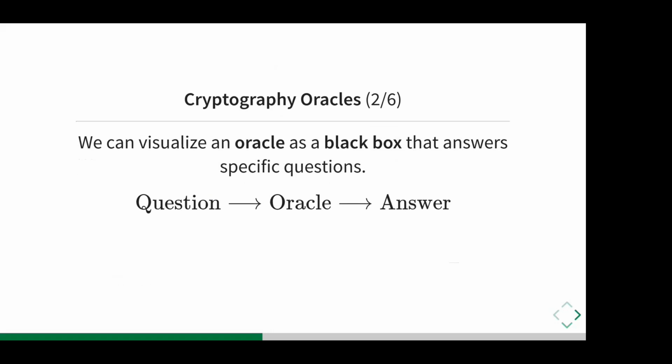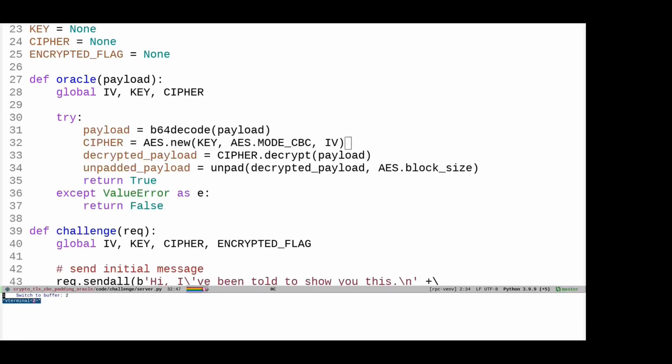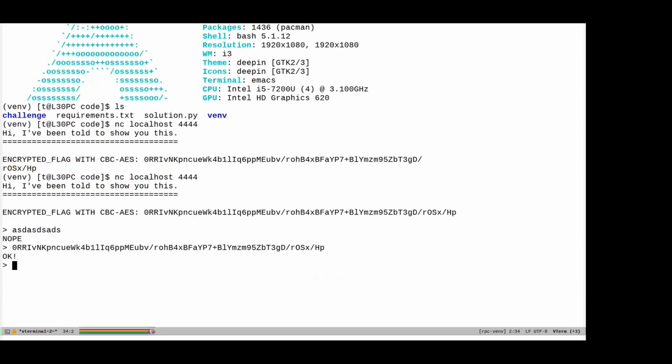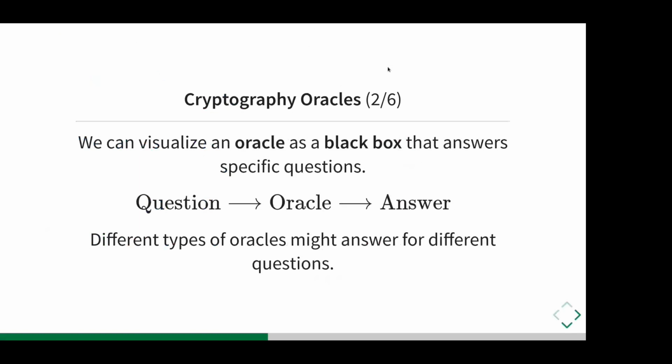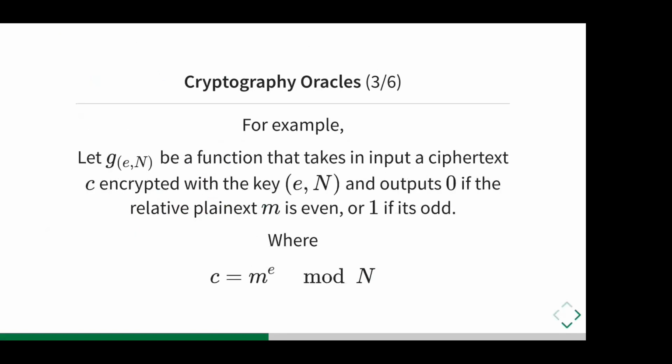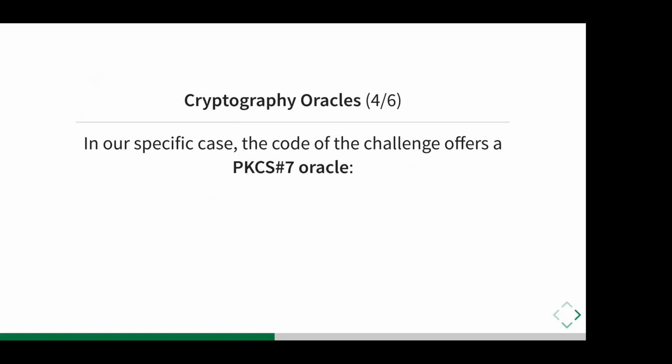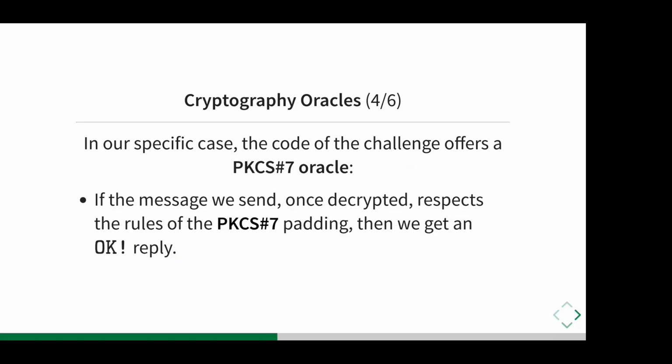So we have a question, we pose it to the oracle, and it gives us the answer. The answer might be implicit in the behavior, like query time or response time, or explicit, like yes or no. The question was the byte that I sent. Different oracles might answer different questions. In our specific case, the challenge offers an oracle on this specific padding scheme. If the message we send, once decrypted, respects the padding rule we introduced, we get an okay. Otherwise, we get a nope, meaning this is not good.